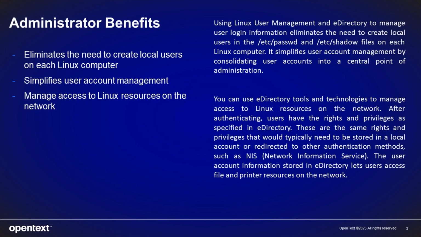After authenticating, users have the rights and privileges specified in eDirectory. These are the same rights and privileges that would typically need to be stored in a local account or redirected to other authentication methods, such as Network Information Service. The user account information stored in eDirectory would let users access file and printer resources on the network as well.